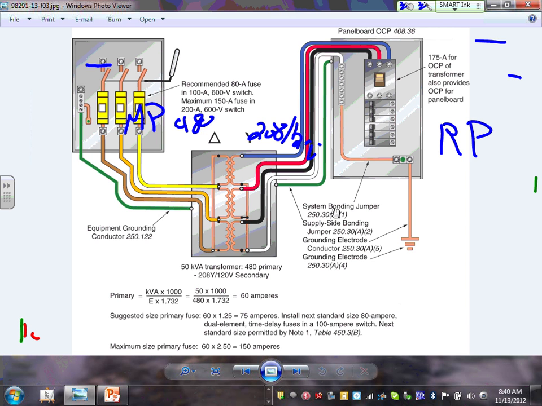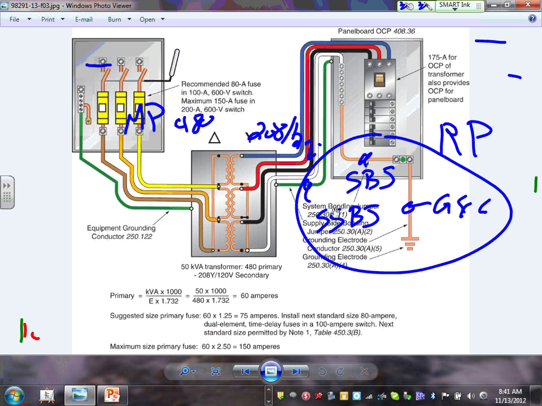If you understand this, you will understand the equipment grounding conductor and the grounding electrode conductor. This is the grounding electrode conductor. This is the main, or in this case it's called the system bonding jumper, and this one is the supply side bonding jumper. All these are sized based on 250.66.